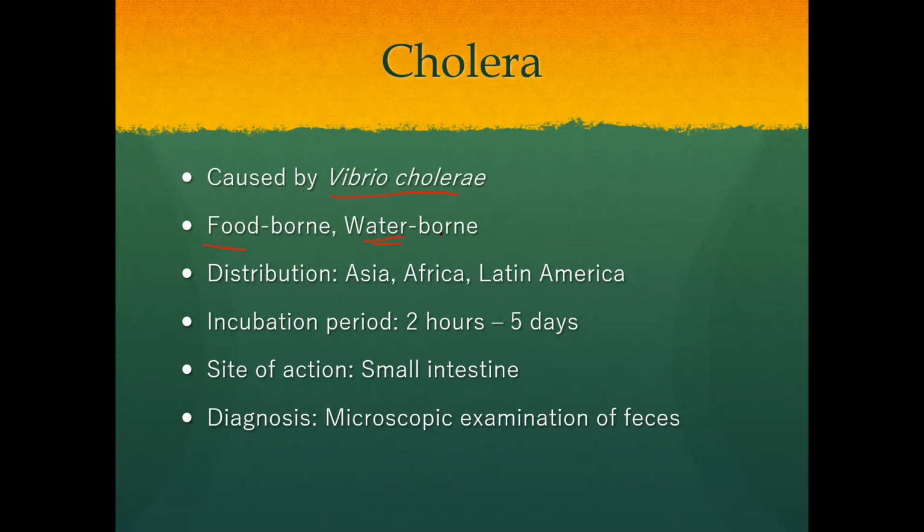So all of these can lead to transmission of Vibrio cholerae to another person. The distribution of this bacteria is mostly in underdeveloped countries, poor countries, Asian countries, African countries, and Latin America. The incubation period, which is the time from when the pathogen enters the body until the onset of symptoms, is 2 hours to 5 days. The site of action is mostly the small intestine, and the diagnosis is microscopic examination of the feces, because this is where the bacteria will be found, right?